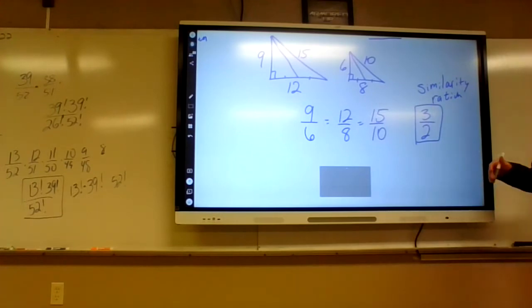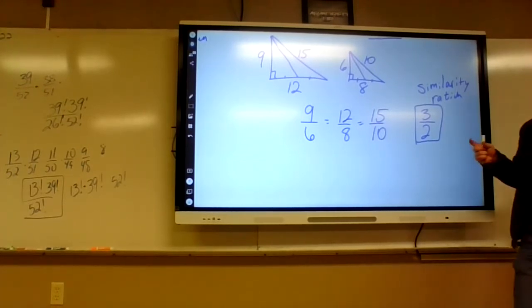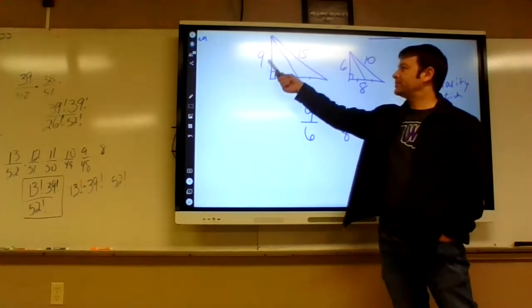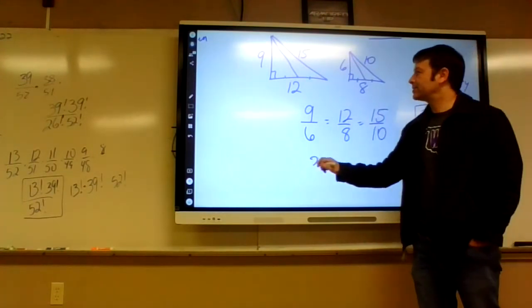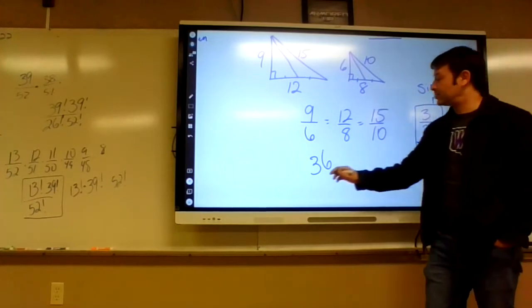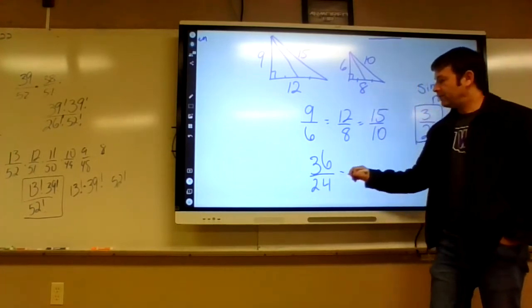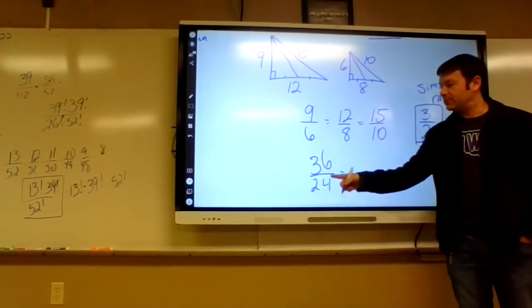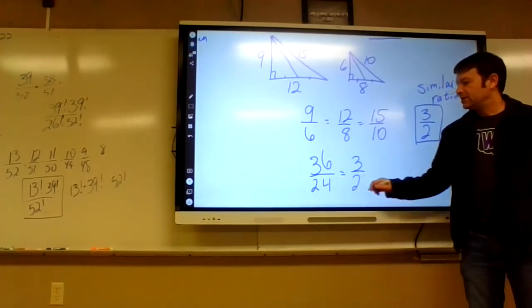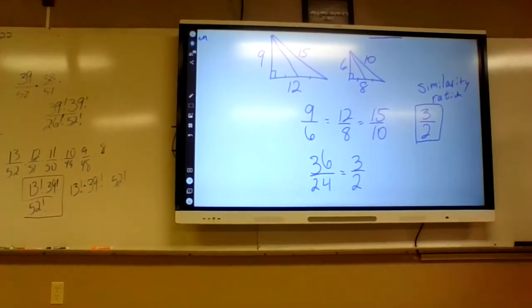Well, the corresponding sides are always 3 to 2, so if you add all of them up, they should also be 3 to 2. Okay, we can actually check and see if that works. So if I add all these together, 12 plus 15 plus 9, that's 36, and then 6 plus 10 plus 8 is 24. So this is the ratio of the perimeters. What's that reduced to? Divide by 12, divide by 12. Yeah, the ratio of the perimeters is also 3 to 2.